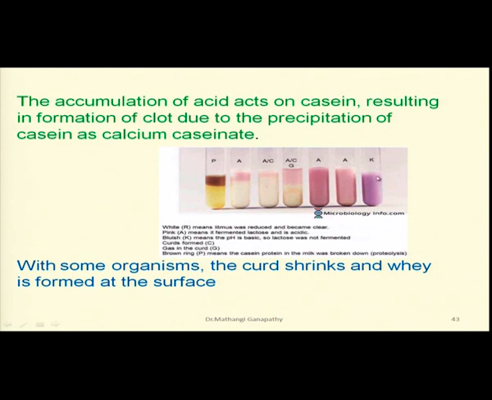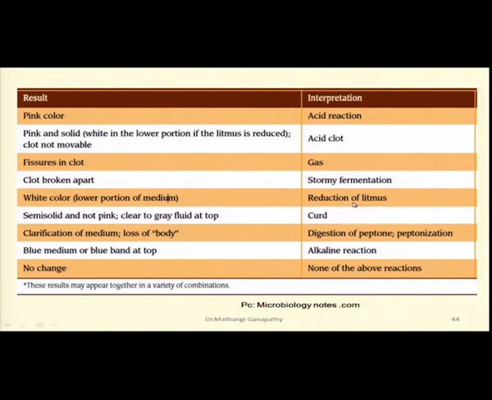So, this picture actually shows you a series of reactions which will tell you what sort of organism is present in the milk concerned.